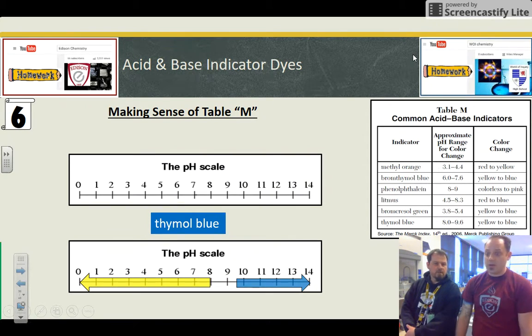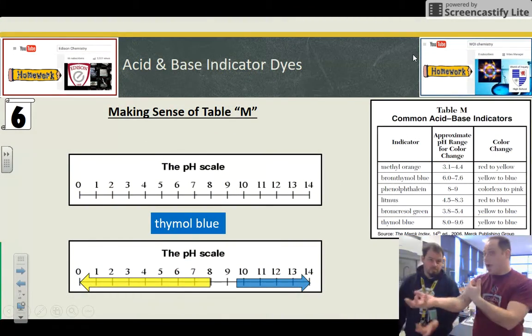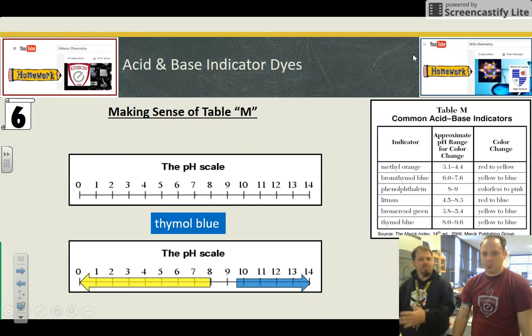So there you go. That helps us with our indicator range. That's pretty much it. That's how we use indicators. We need to practice and know how to read this chart, so that when we do titrations and neutralizations, you know when you've finished. When do I hit that endpoint?